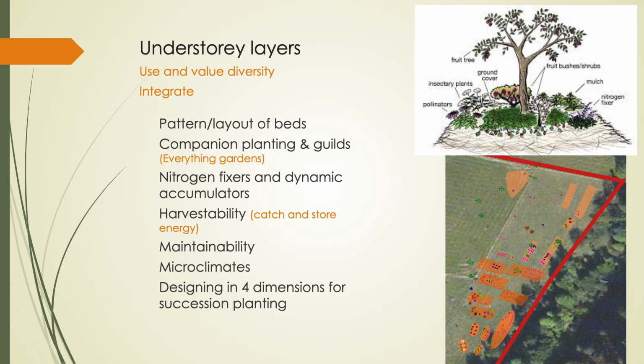In terms of the beds themselves, we didn't specifically go and insist that every bed had a guild and everyone had a fruit tree and ground cover and insectary plants, pollinators, mulch, nitrogen fixers, but they do. So what we wanted to do was make sure that there was enough nitrogen fixers and dynamic accumulators spread across the breadth of the forest garden that the underground mycelium network would shuttle nutrients back and forth to whoever needed it.